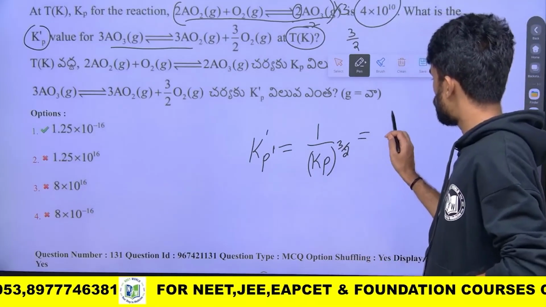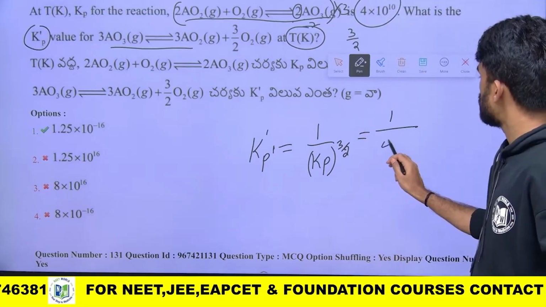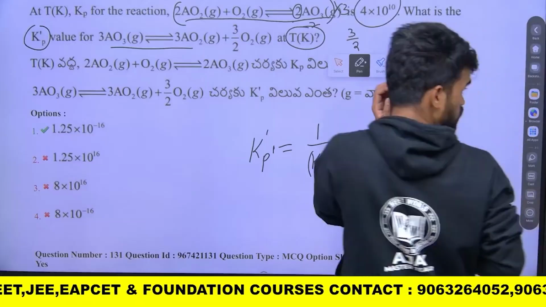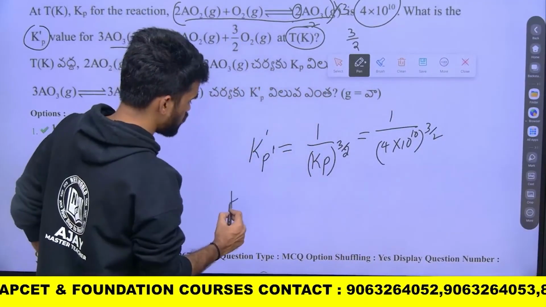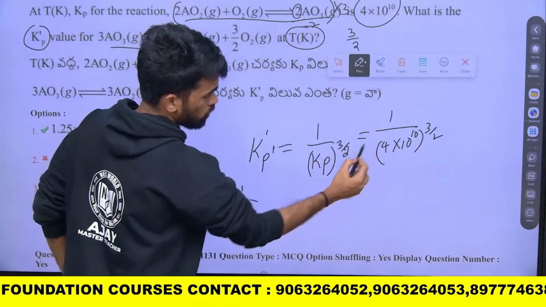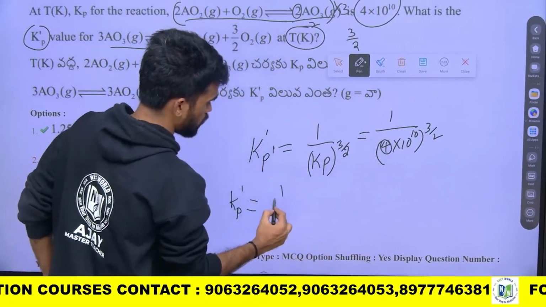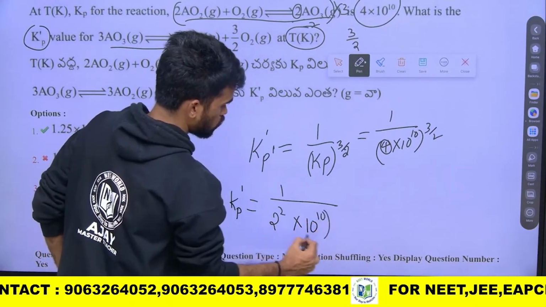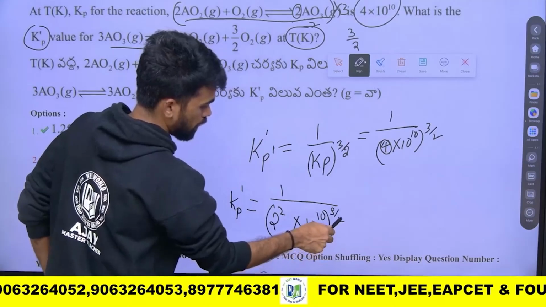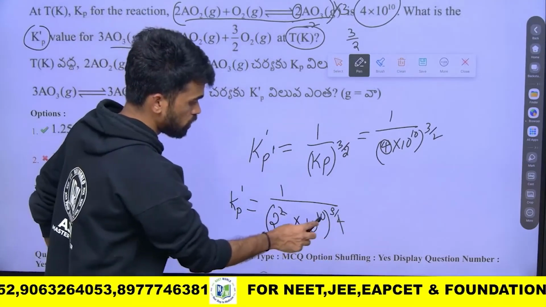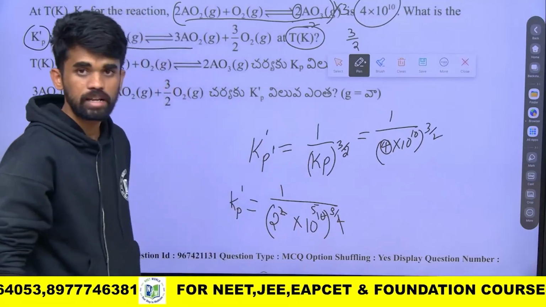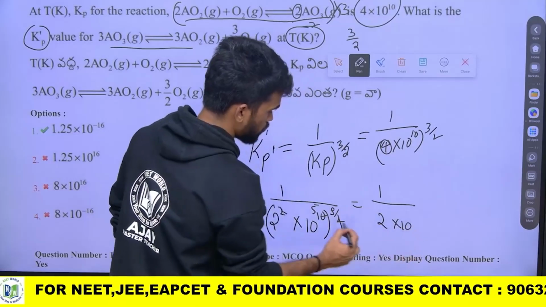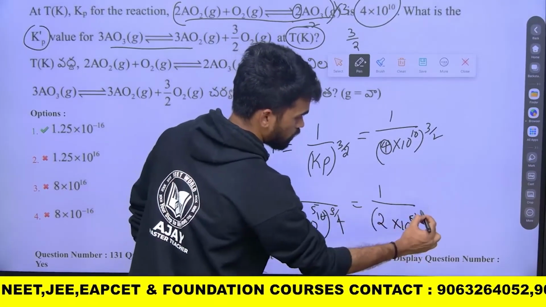Now what is the value of Kp? So Kp is 4 into 10 power 10, overall power 3 by 2, like this we can write. Okay, so now Kp dash will be, 4 I can write as 2 power 2, so 1 by 2 power 2 into 10 power 10, all to the power 3 by 2. So see, I can cancel this 2 and this 10 as 5 times, 5 2s are 10, that's it now. So now we finally got 1 by 2 into 10 power 5, since we have multiplied overall with a cube.